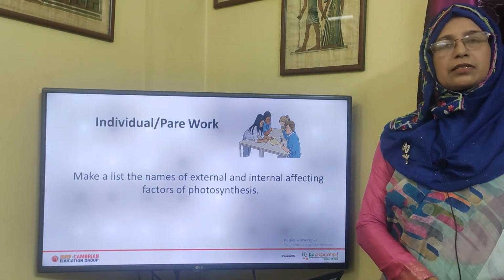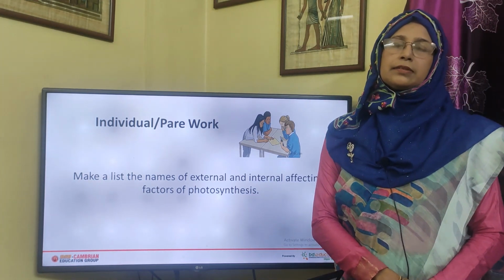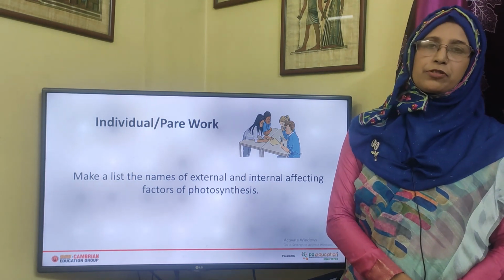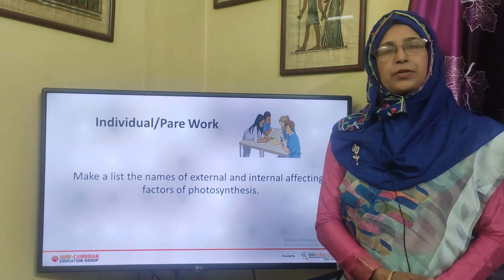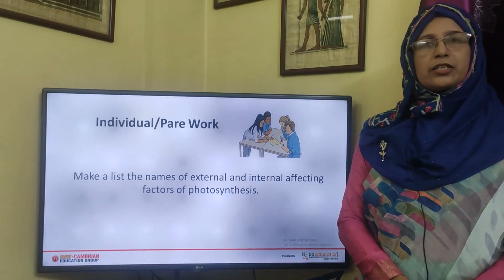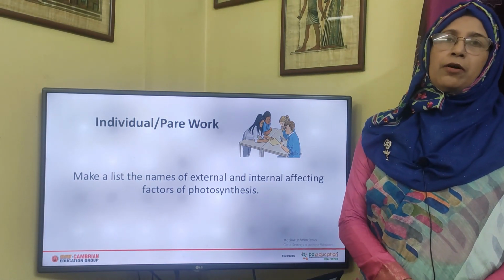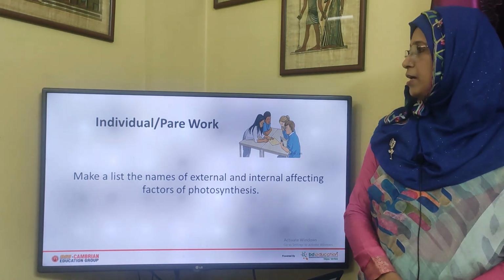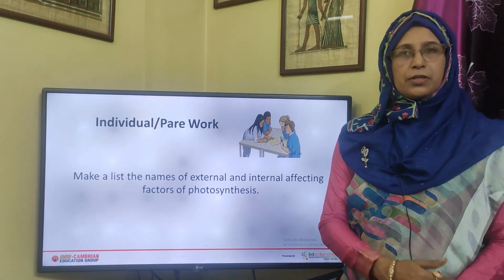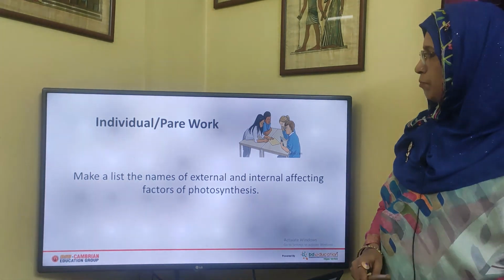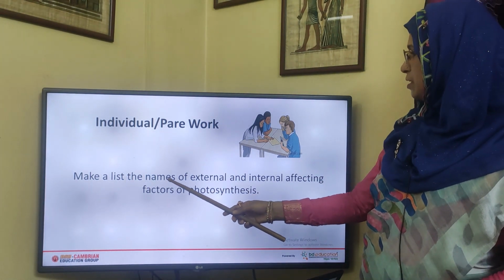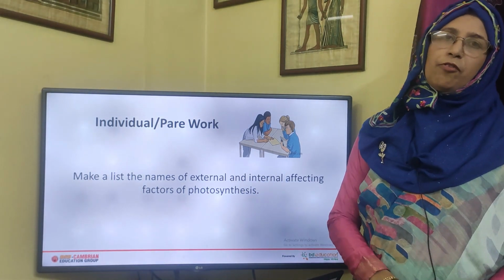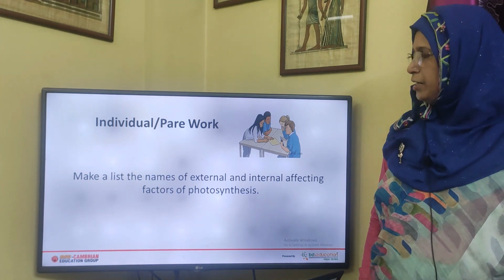Dear learners, we have learned the role of light and chlorophyll in photosynthesis, the external and internal factors, how these factors have an effect, their importance, and the experiments showing that chlorophyll and light are needed for photosynthesis. Now the individual work, which you can do by yourself: make a list of the names of the external and internal factors that affect photosynthesis.